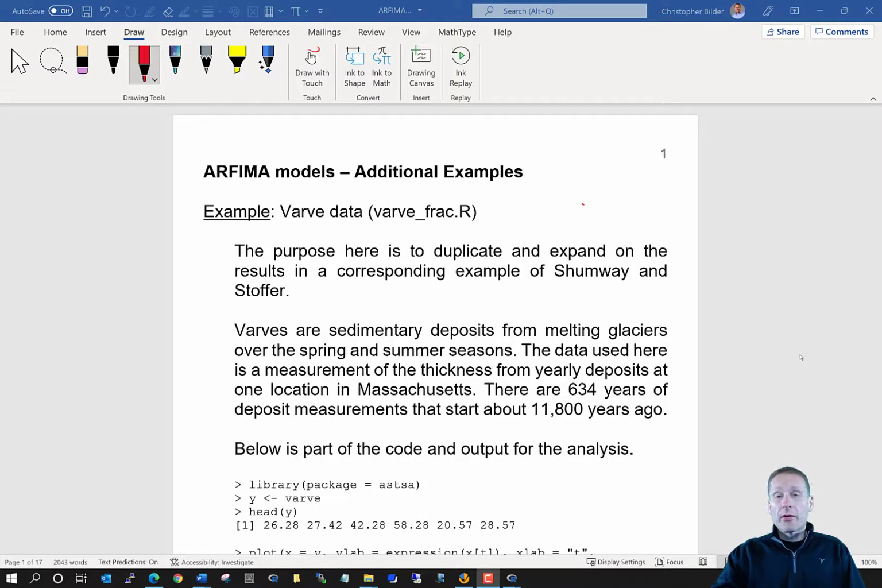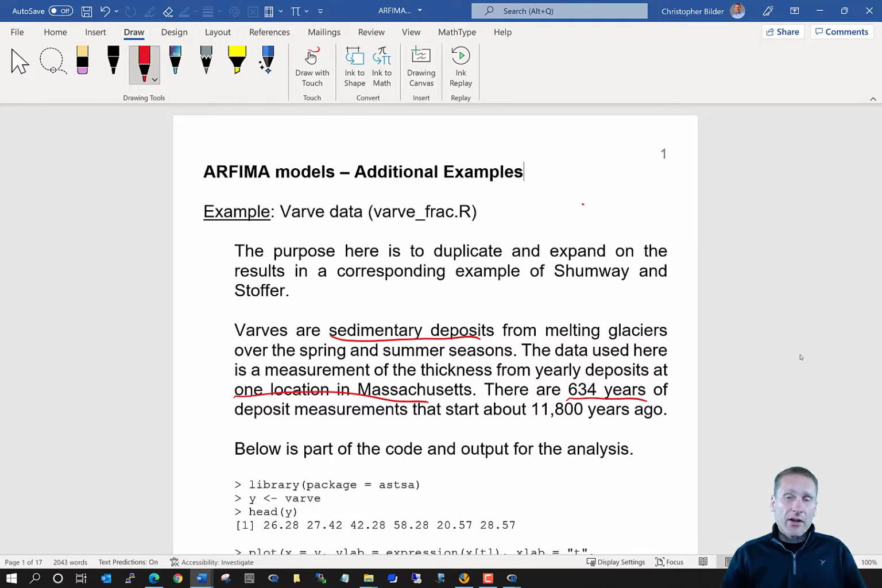The next example that we're going to look at is actually trying to replicate an example that's in Shumway and Stoffer's book. This example deals with things called varves. Varves are sedimentary deposits from melting glaciers over the spring and summer seasons. And the data used here is a measurement of the thickness of that deposit put down by that glacier at one location in Massachusetts. We have information from 634 years of deposit measurements that start about 11,800 years ago.